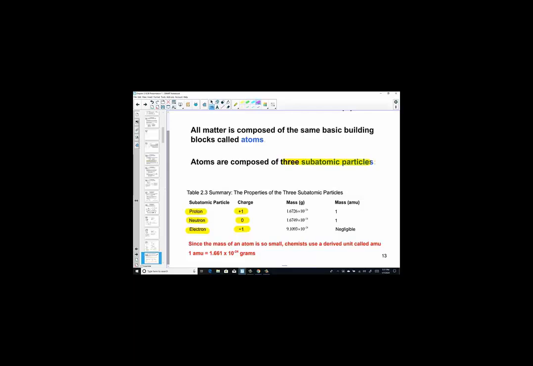Notice that the mass of a proton and a neutron are essentially the same, very similar to being the same. So the mass of a proton is equivalent to the mass of a neutron. However, when you notice this particular mass, the mass of the electron is so significantly smaller than the mass of the proton or neutron, we refer to it as negligible.